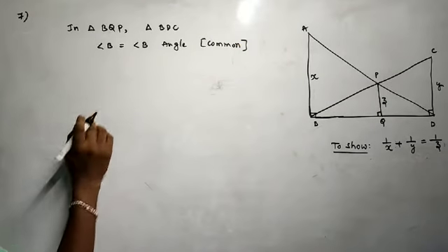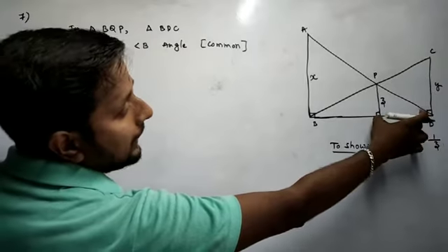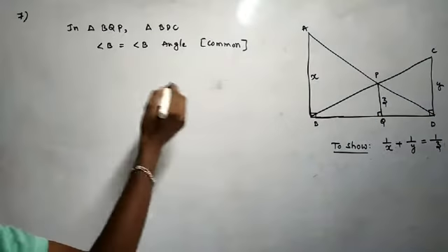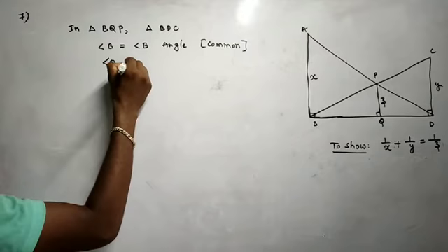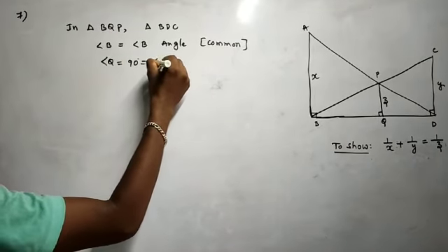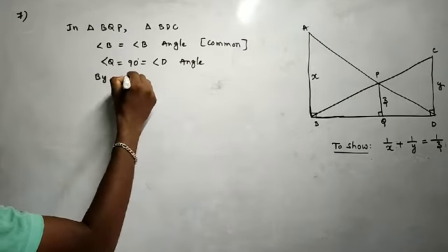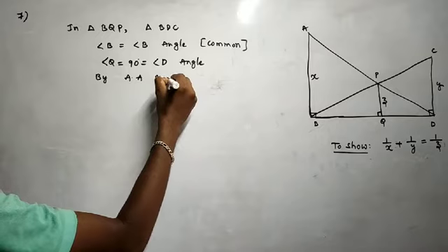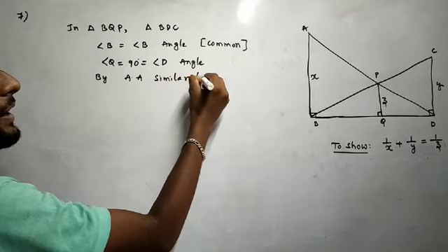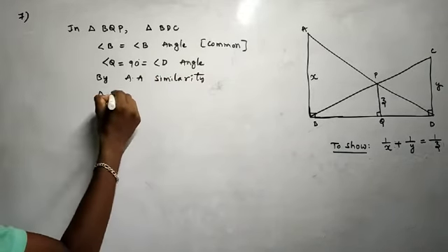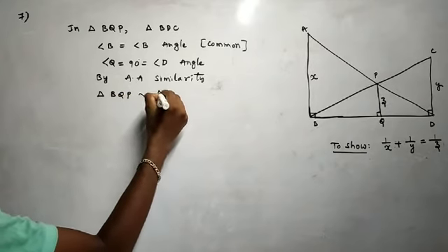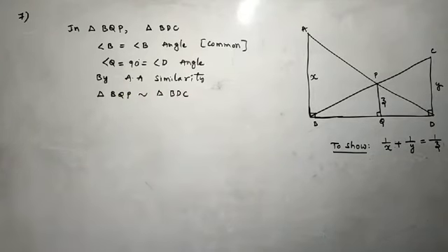Next, you can see very clearly a right angle at Q, 90 degrees, and at D also 90 degrees. So angle Q is equal to 90, that is equal to angle D. So I'll write by AA similarity, triangle BQP is similar to triangle BDC. So finally the triangles are decided to be similar triangles.